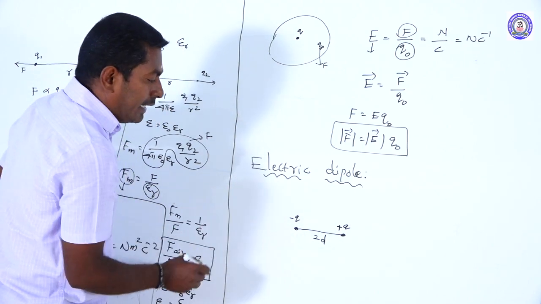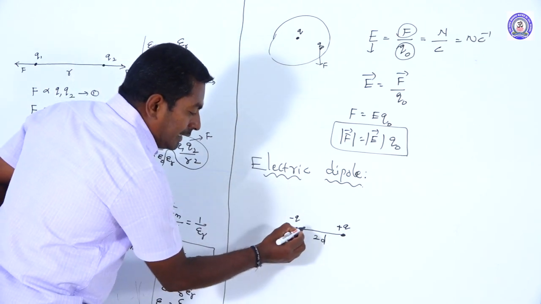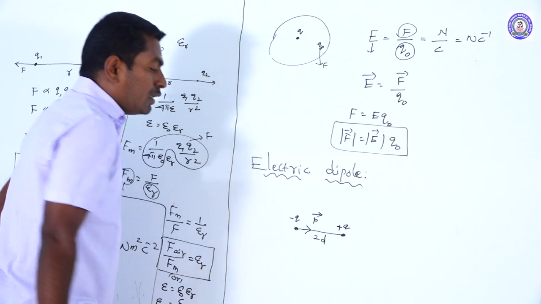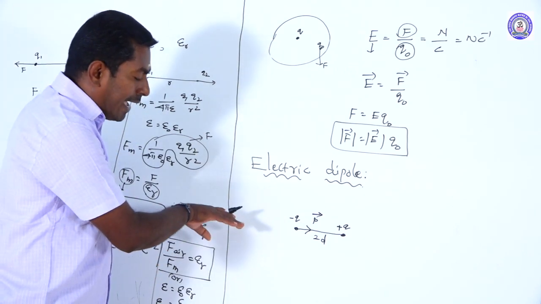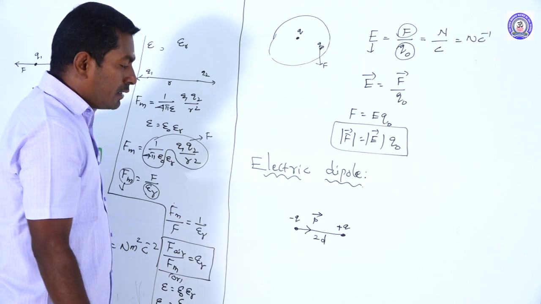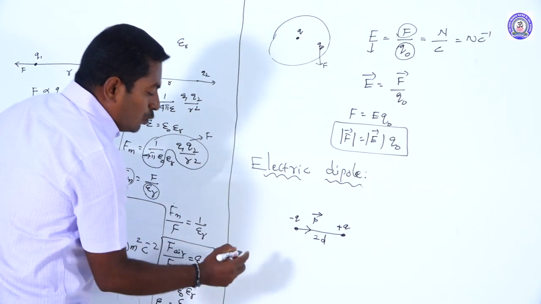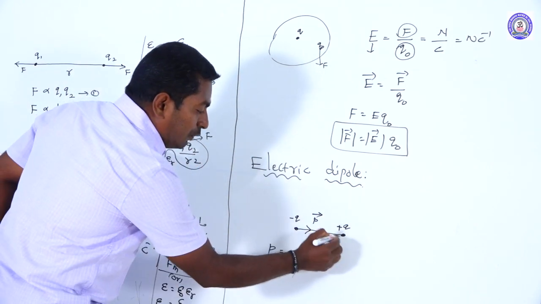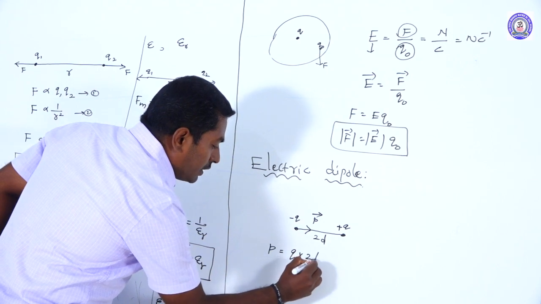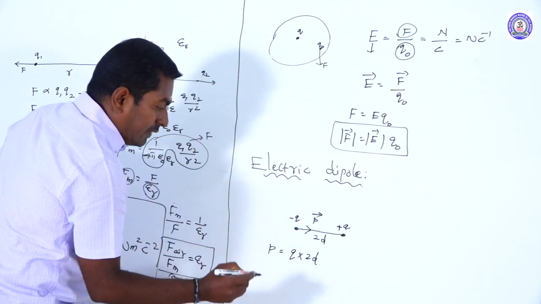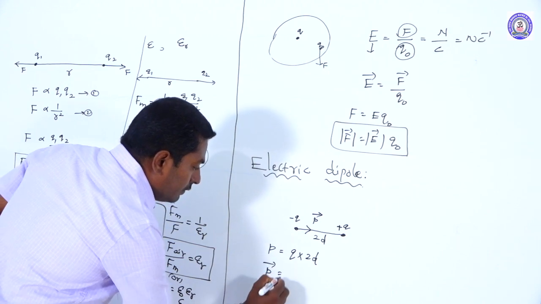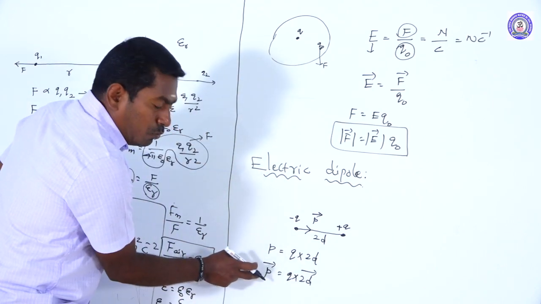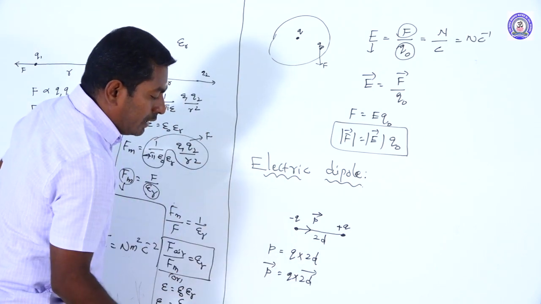An electric dipole has a permanent electric dipole moment. The electric dipole moment is a vector quantity. Its direction acts from minus Q charge to plus Q charge. What is electric dipole moment? The magnitude of the electric dipole moment is defined as the product of the magnitude of any one of the charges and the dipole distance 2D. So P vector is equal to Q into 2D vector.